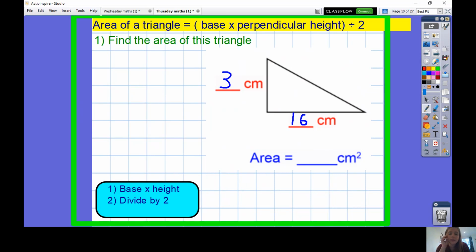So it's over to you. This is your first practice question. You need to follow the two steps. First, the base times the height, then divide it by 2. Can you find the area of this triangle in centimetres squared? Pause the video now and have a go at solving this question.